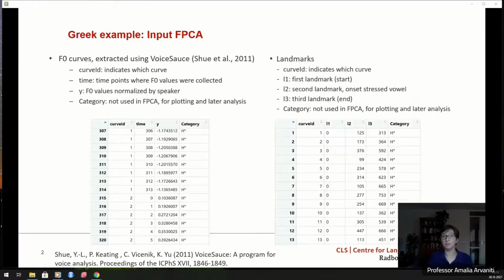Another input is the landmarks themselves. So again, we have the curve ID in the first column, which indicates which curve it is. L1 is the first landmark, or start. L2 is the second landmark, our onset of stressed vowel. And L3 is the third landmark, or the end. And again, here we have category, which is not used in the FPCA, but for plotting and later analyses.